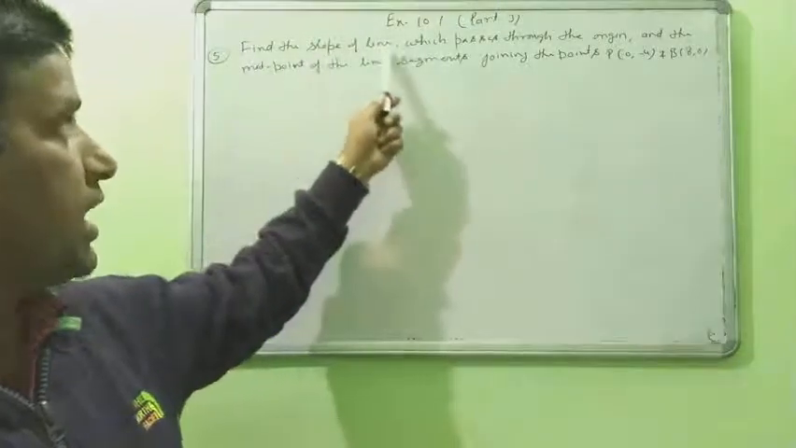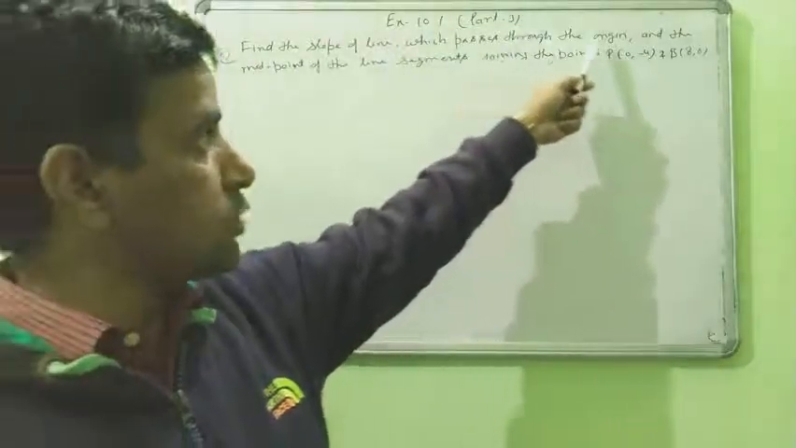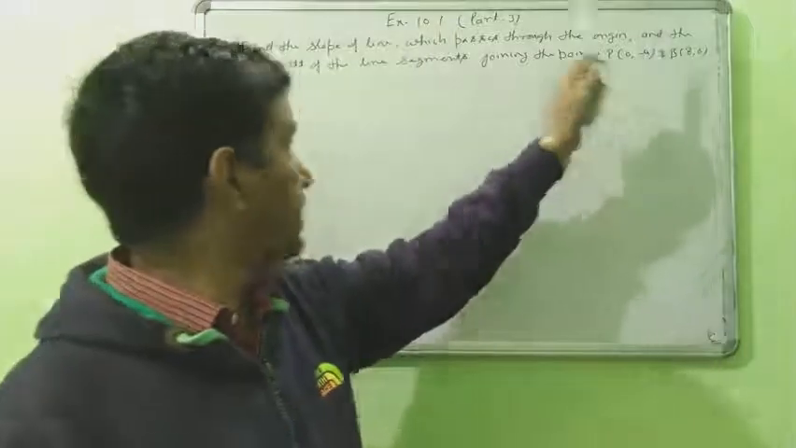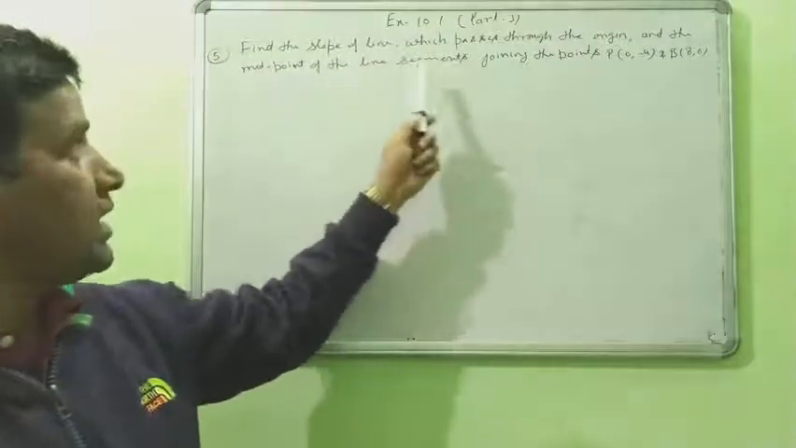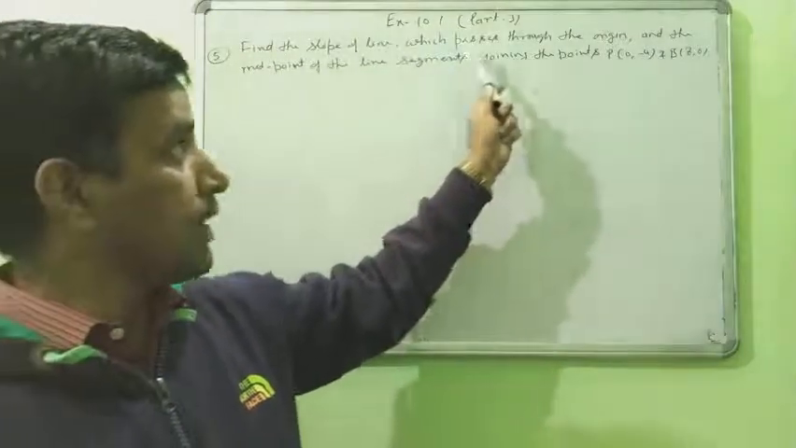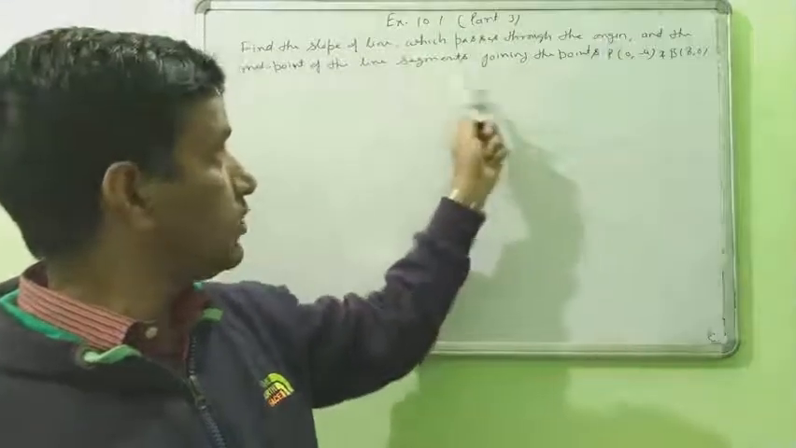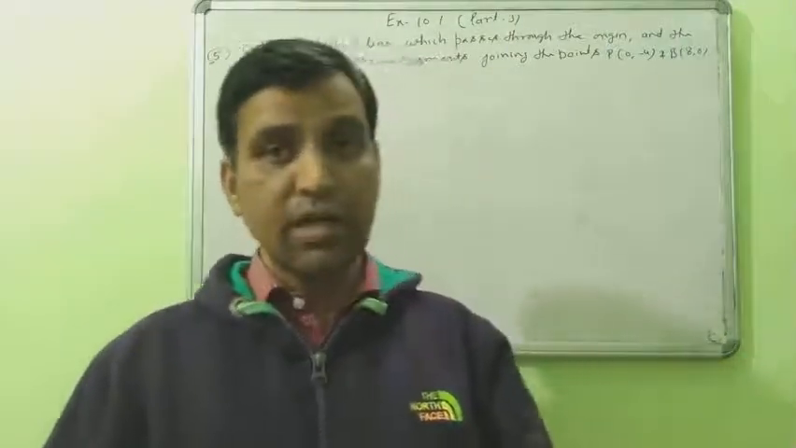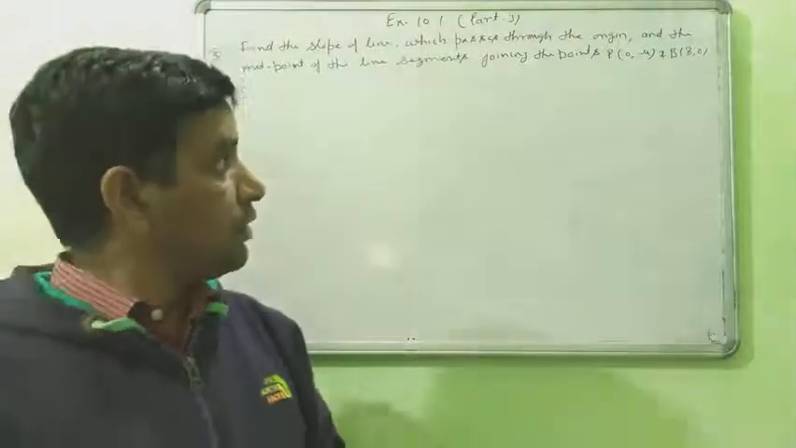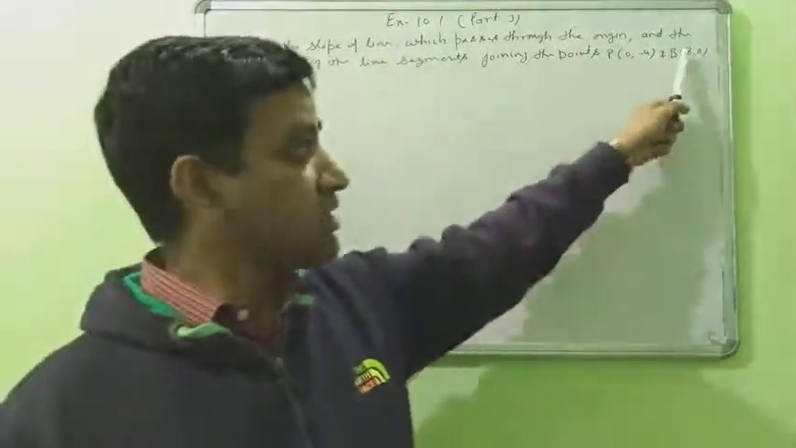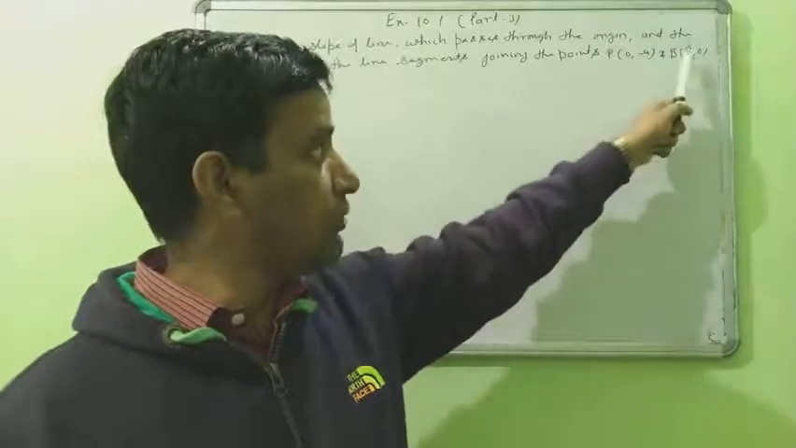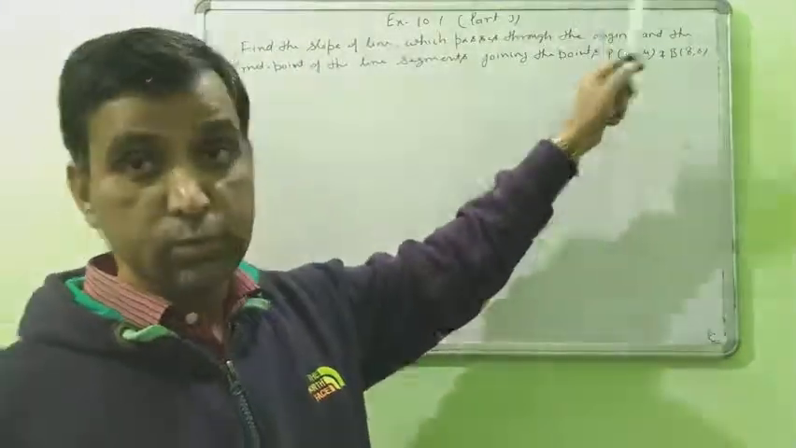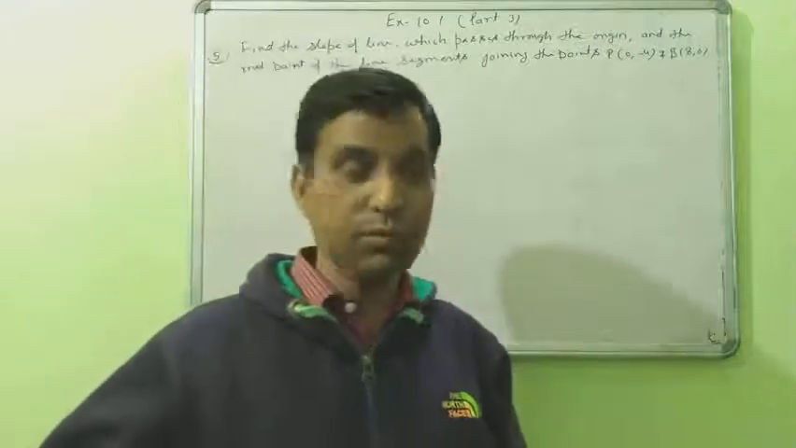Find the slope of the line which passes through the origin and the midpoint of the line segment joining these two points. So first of all, we understand the question. Plot these two points in the Cartesian plane, then draw the line segment which passes through the origin.